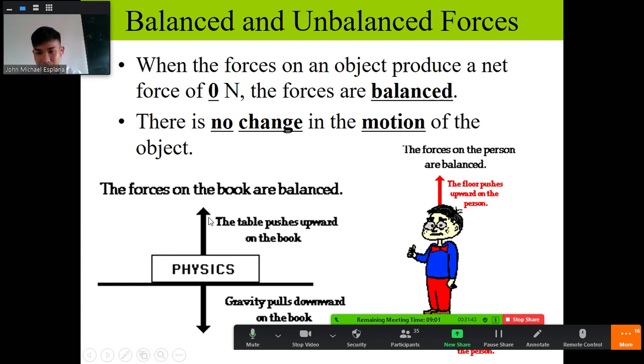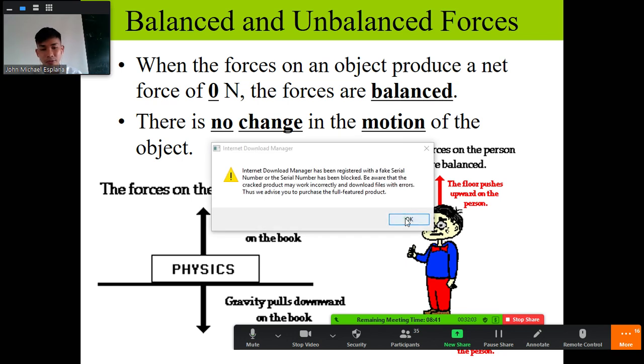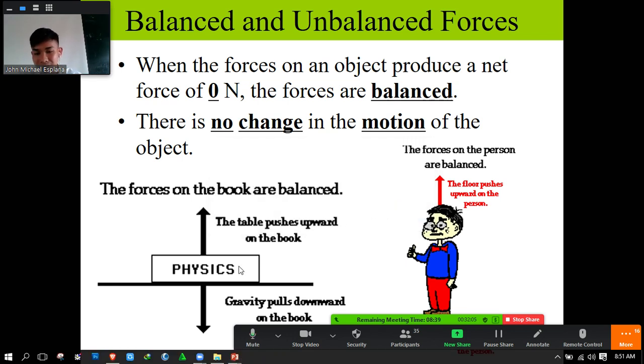So here in this example, the forces on the book are said to be balanced because the table pushes upward on the book and the gravity pulls downward on the book. So gravity, yan yung individual force, and yung normal force that pushes upward on the book. So if there will be no change in the physics book, that means the individual forces, the normal force and the gravity, are said to be balanced. Okay? So, yun.